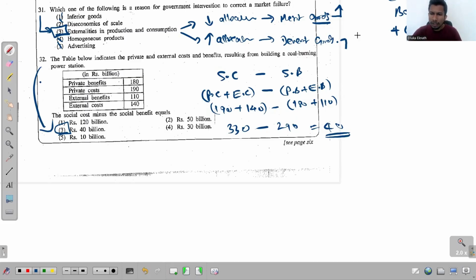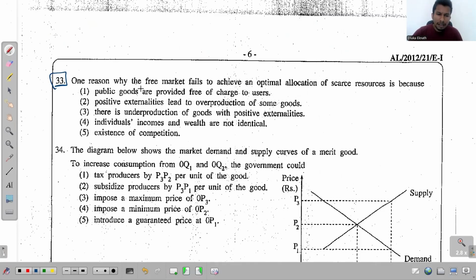All right, now we will move to this question number 33. One reason why free market fails to achieve an optimal allocation of scarce resources is because.